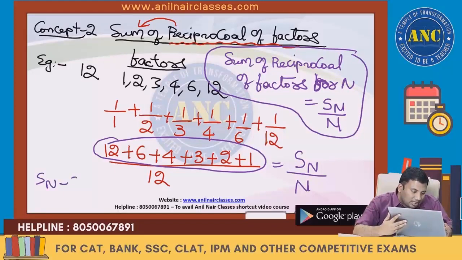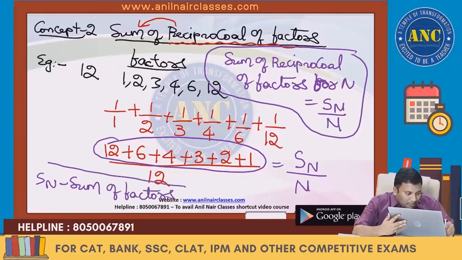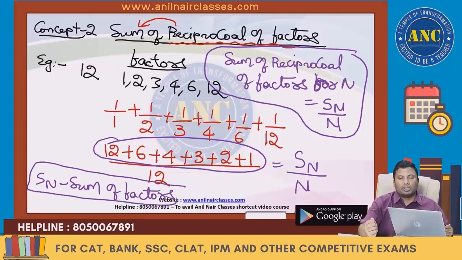Sn is nothing but the sum of the factors. Please make a note of it. Sum of the reciprocal of the factors is the sum of the factors by the number itself. One example, and then another very beautiful concept based on the sum of the reciprocal of the factors. I hope it is clear.